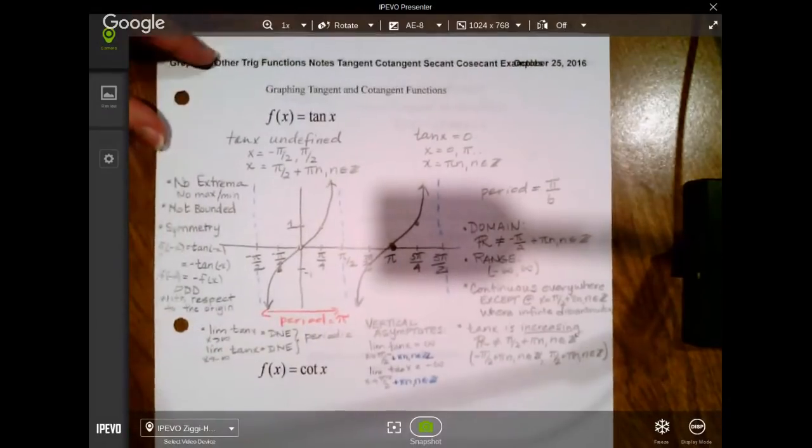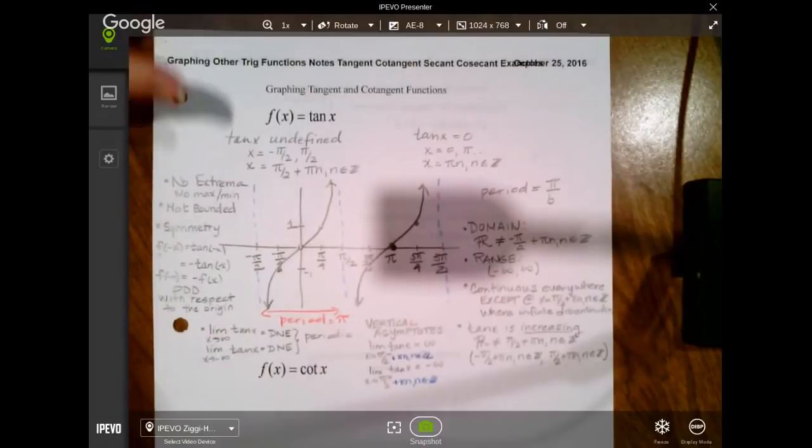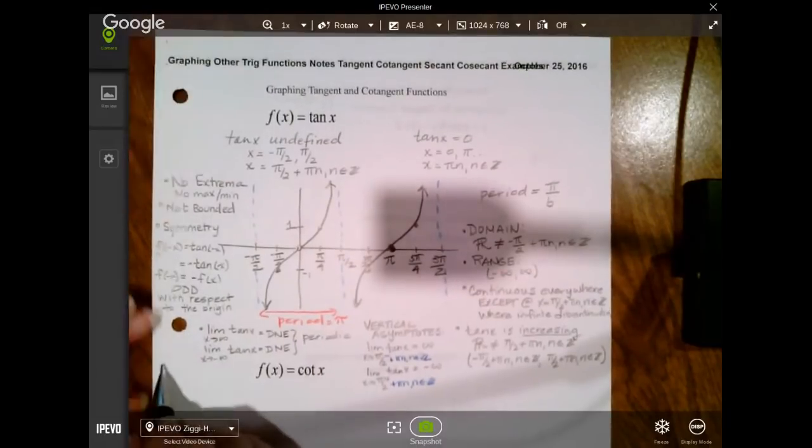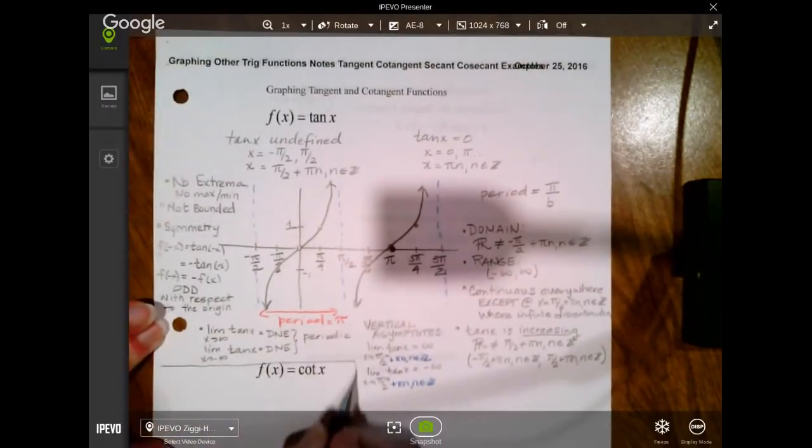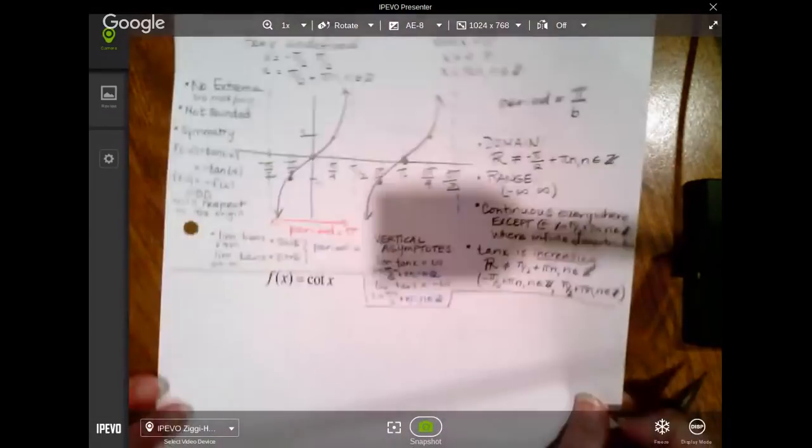All right, that's a pretty detailed description of the basic tangent function. So now let's move on to the cotangent function, which I have down here below. Hopefully we'll have enough space for that, but we'll see here.